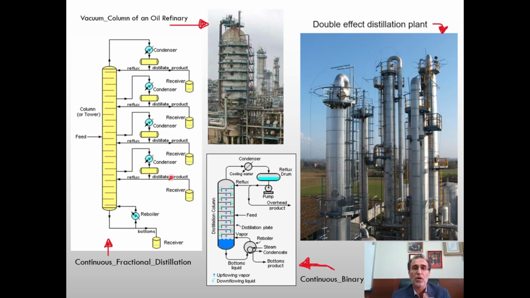Distillation columns are also very famous in industry. On the left hand side, you will see two schematic diagrams of distillation columns. This one is a continuous fractional distillation column, and this other one is a continuous binary distillation column. On top you will see the vacuum column of an oil refinery, and this is also a real double effect distillation plant. So distillation columns are among the systems which have multiple inputs and multiple outputs, and we should deal with this concept.